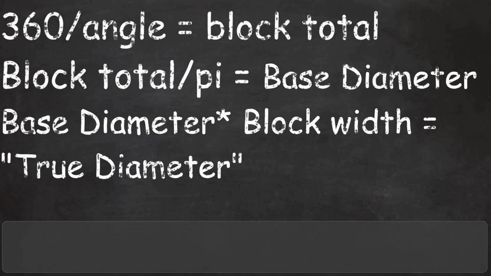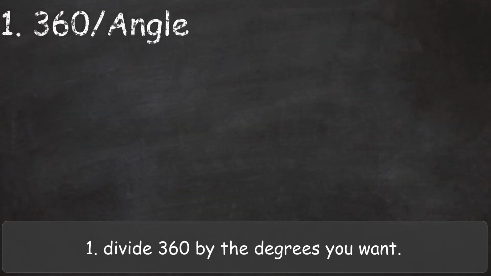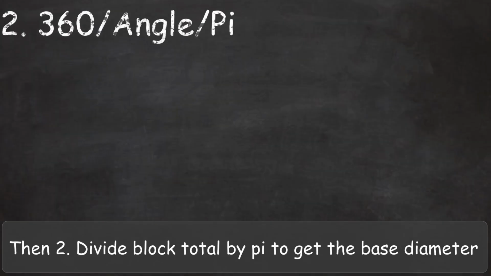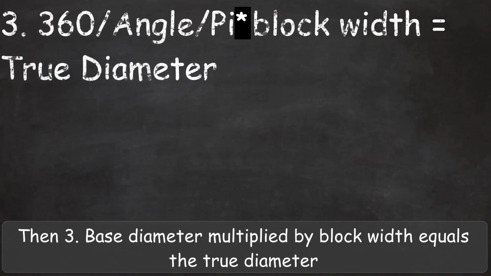So to restate this really quickly, you want to 1. Divide 360 by the degrees you want. That will give you the block total. Then 2. Divide the block total by pi to get the base diameter. Then 3. The base diameter by block width equals the true diameter.